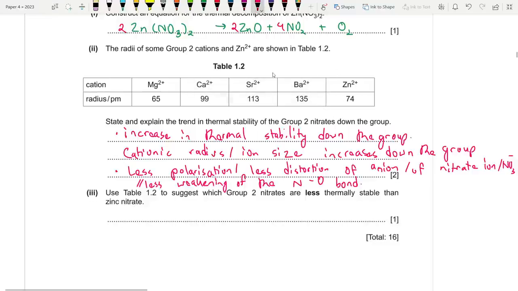Okay, so if we form a hierarchy, magnesium is over here, followed by zinc, then we have calcium, strontium, and barium. So these three have higher radii. As a result, they have less charge density, so they will polarize the anion less. However, on the other hand, magnesium has lower ionic radius, so it actually has higher charge density, so it will polarize the anion more. So magnesium is less thermally stable, right? That's the only answer. It's only magnesium nitrate. But the others have higher ionic radii, which is why they are more thermally stable.